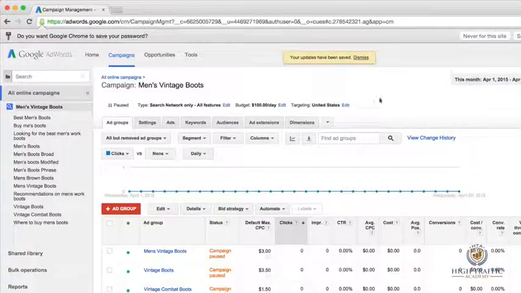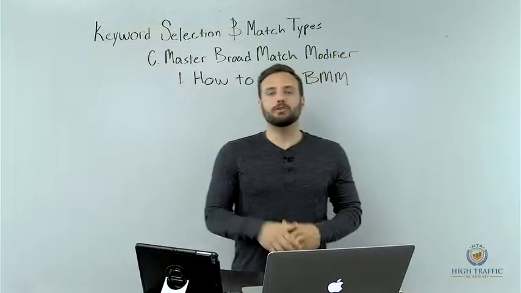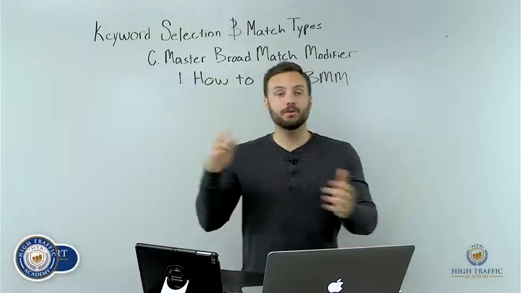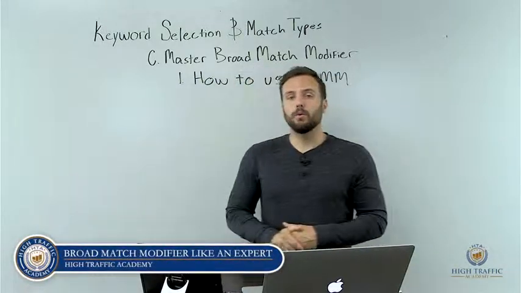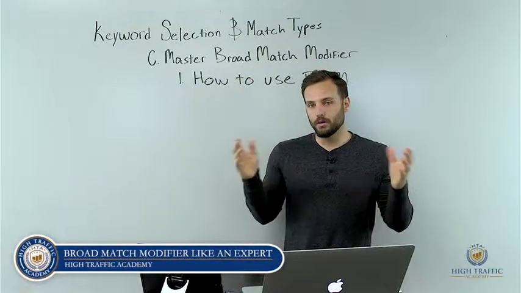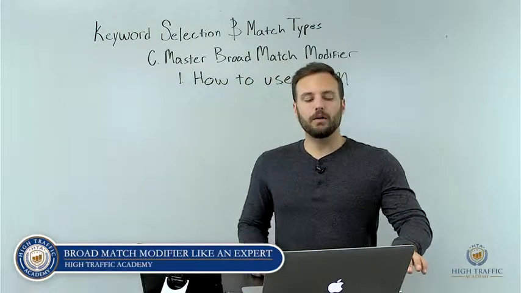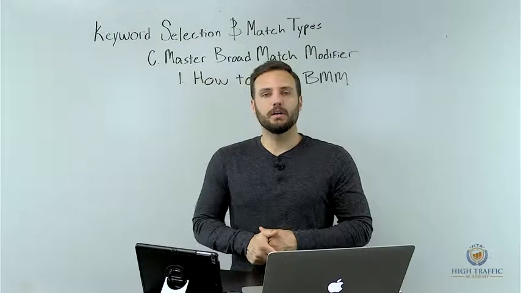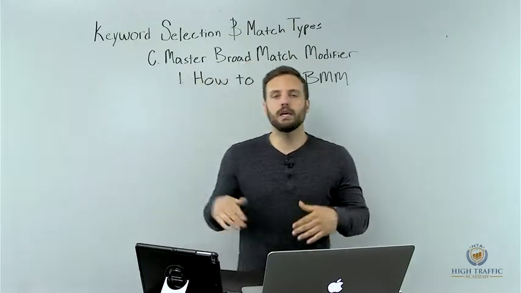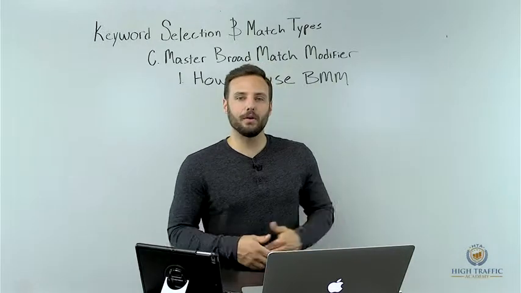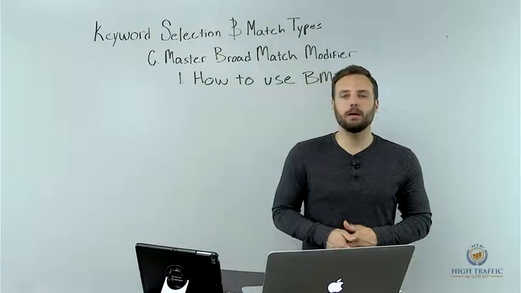So that is a full walkthrough on setting up short tail keywords and where to include the broad match modifier and how to include negative keywords. The one thing we didn't do in this is proper architecture, so I would potentially even create this. We created all of this in the men's vintage boots campaign. I would have created a new campaign called men's work boots, and then we could go through and add all of these ad groups under that specific campaign.